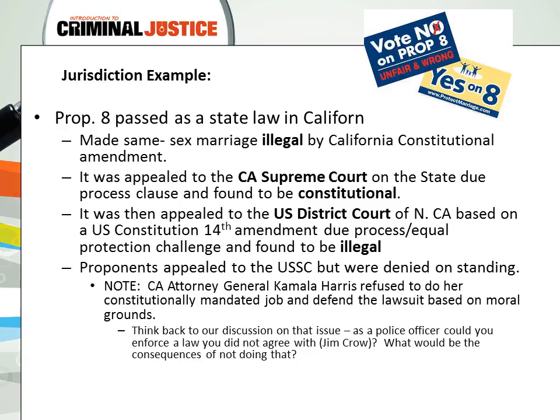So then it was appealed to the U.S. District Court, Northern California, again on the United States Constitution. The earlier appeal to the California Supreme Court was on the state's Constitution. Now this one was an appeal on the 14th Amendment to the United States Constitution, and they found, in fact, that the law was illegal. So they put the law on hold, saying it was illegal, because immediately the people that wanted to ban same-sex marriage appealed it to the United States Supreme Court.